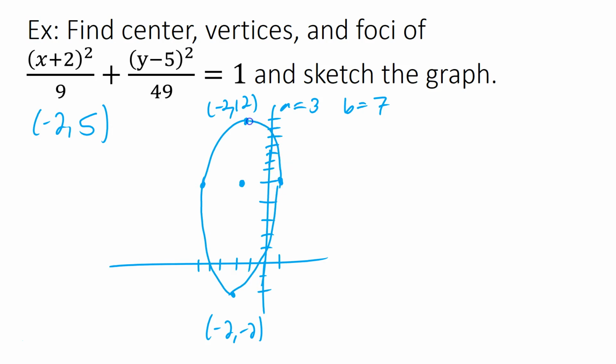Right, and my top's a little shorter because I didn't quite do it to scale, right? But that's our ellipse. That's all there is to it. Okay, so we found the center. Center was at negative 2, 5. We found the vertices. Now we got to find the foci.